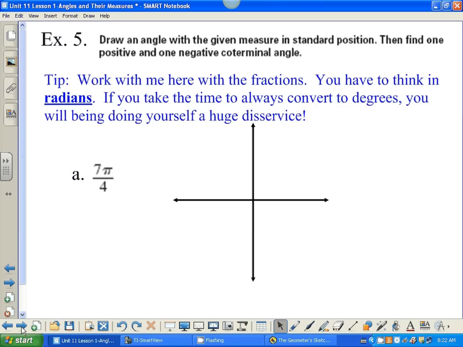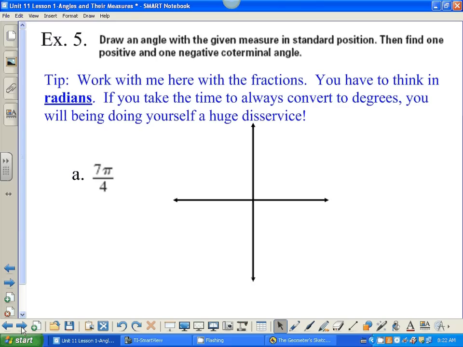It is perfectly acceptable to convert to degrees, do it all in degrees, and then convert to radians. I feel like you're doing yourself a huge disservice. You need to start thinking in radians. We're learning the algebra of calculus, and we very rarely, if ever, do calculus with degrees because you can't work with it. You have to work with distances.